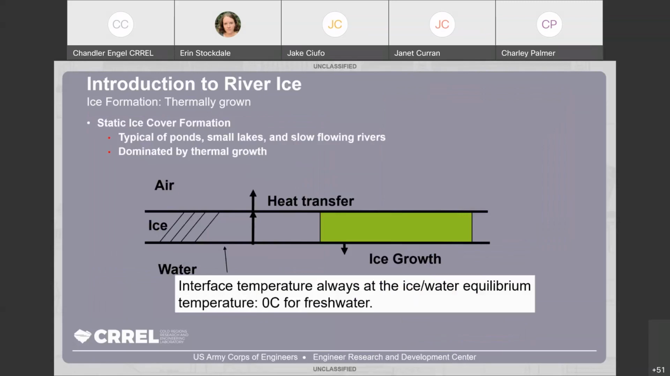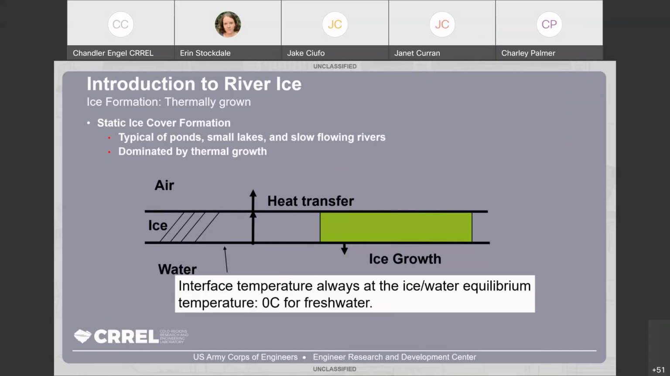So once a thin ice cover is formed on a water surface, it will continue to grow as long as heat transfer away from the water continues. This diagram shows that schematically. The interface between the water and the bottom of the ice is always 0 degrees C for fresh water, and the ice will grow downwards into the water column from that surface if heat is continuously removed from the surface. That heat has to move through the ice cover and is lost to the atmosphere from the ice surface.